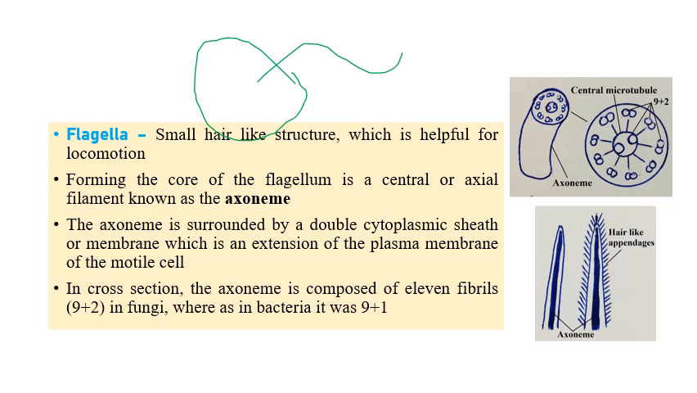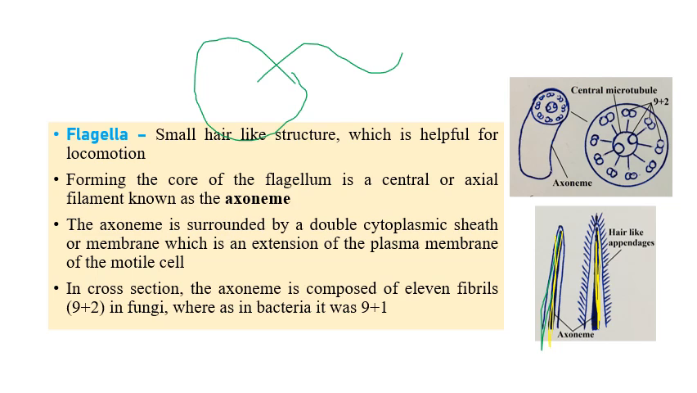If you see this thin hair-like structure, on the second picture we are seeing a thin hair-like structure here, right? The central axial filament, the central axis, is generally called the axoneme. It has a core, that is the central axis. That central axis filament is known as axoneme. Outside, we can see hair-like appendages. These hair-like appendages are generally called flimmers.